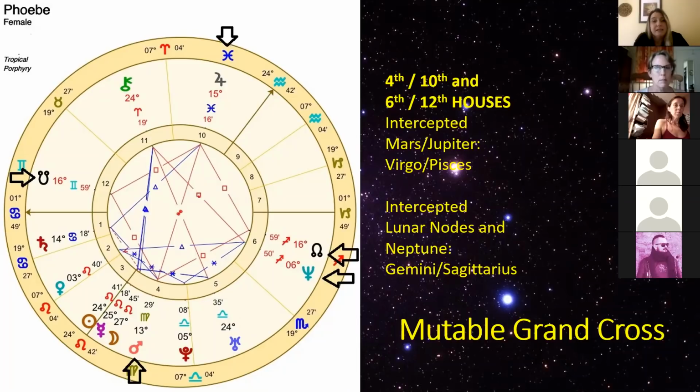The Pisces is intercepted in the 10th and Virgo is intercepted in the 4th. And the Neptune is with the north node in the 6th house in Sagittarius, and that is intercepted. Sagittarius is intercepted in the 6th. And that means Gemini is intercepted in the 12th. So this is a very complex scenario in trying to unravel this interception symbolism in her chart.